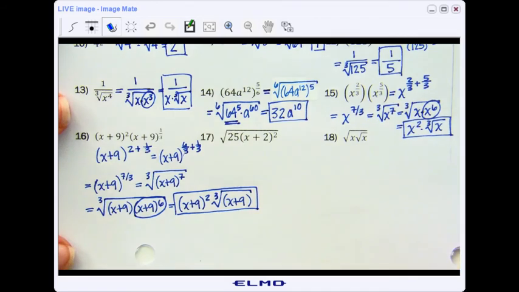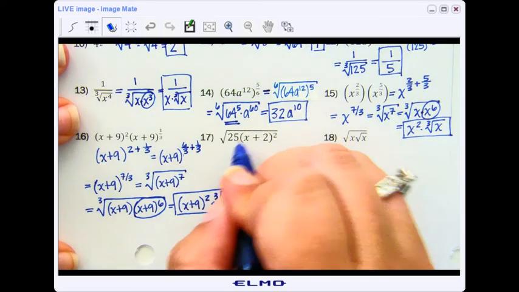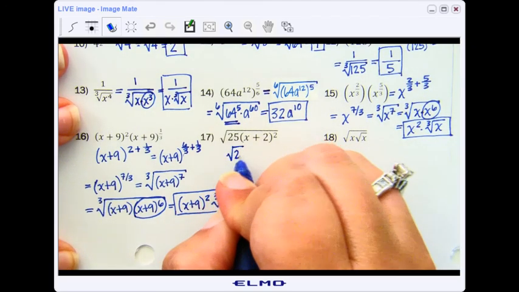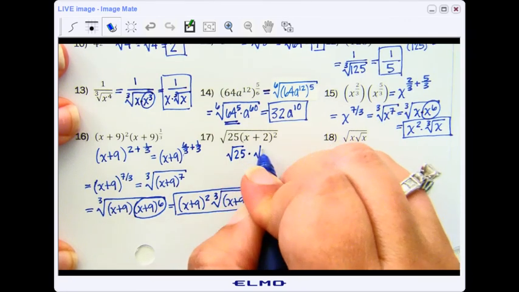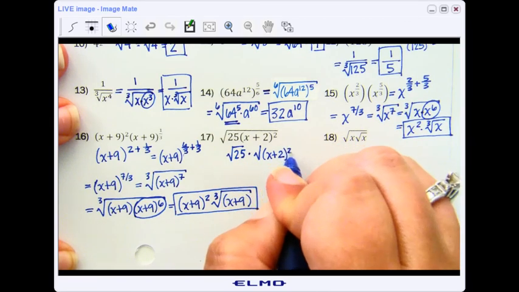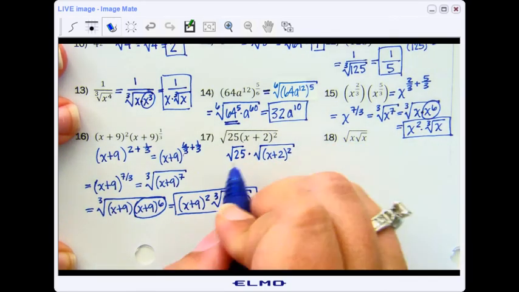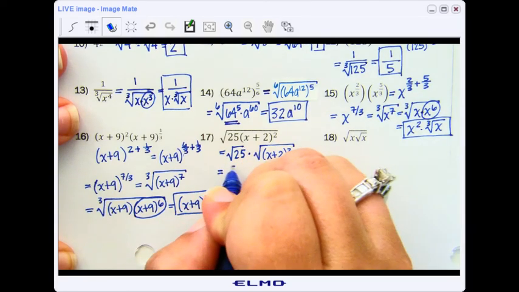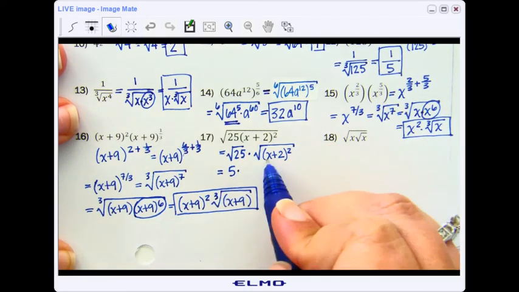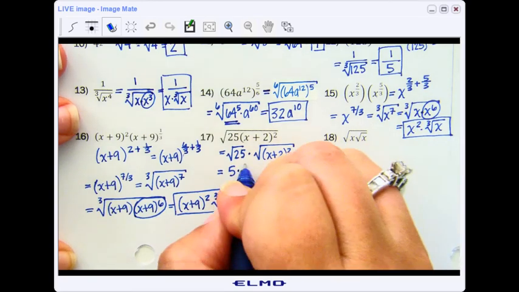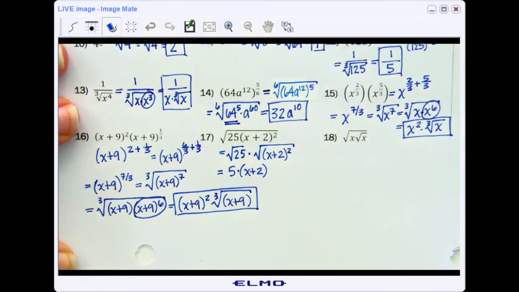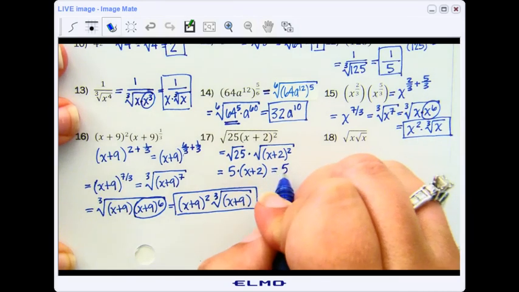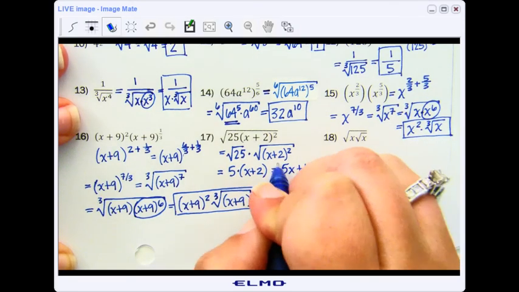Remember, the product property allows us to pull a product apart as long as I use the same index on the radical. So this expression is equivalent to the square root of 25 times the square root of x plus 2 squared. I can work with each radical independently, and this is 5 times the square root of x plus 2 squared, which is just x plus 2. And then I distribute my 5, and this is 5x plus 10.